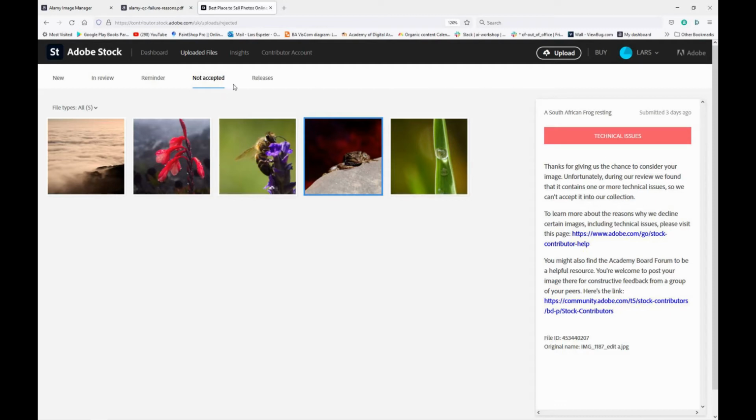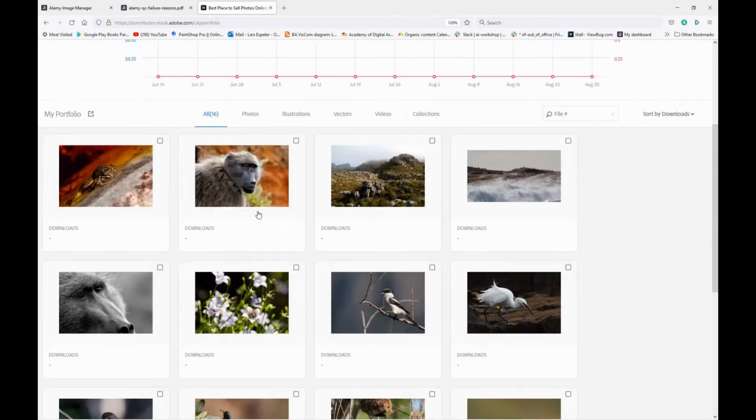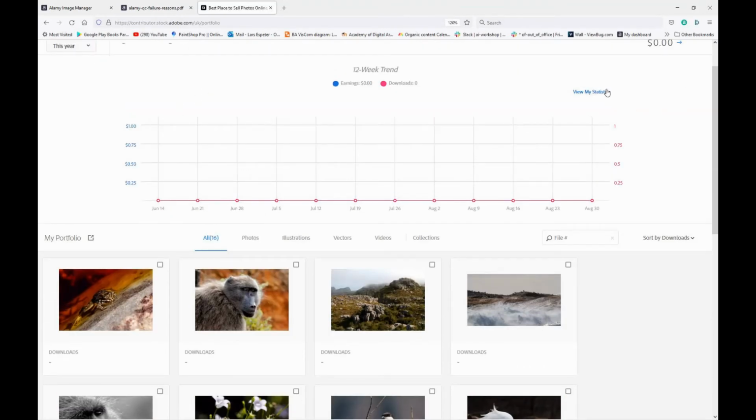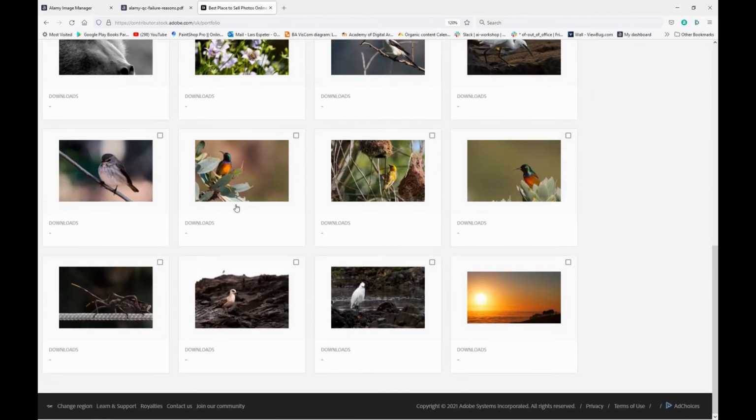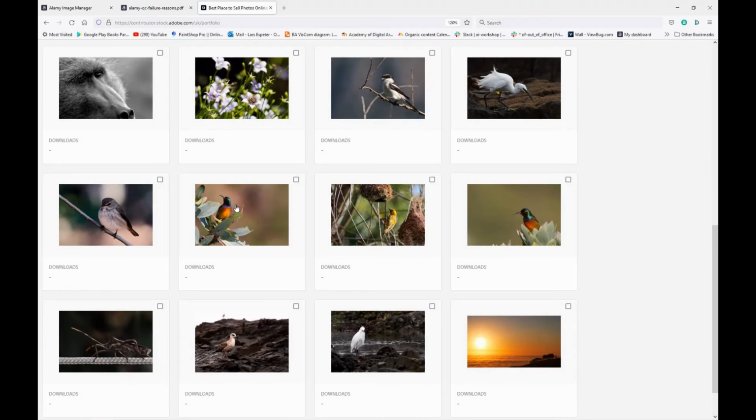So let's take a look at the ones that got accepted. Once an image is accepted, it's immediately out there for sale. So 3 days ago, these images got out there. This morning they were accepted sometime around, I think, 9 o'clock. Let's take a look. So now I go to my dashboard. Yeah, sales overview, 0, just started out. So let's see what happens there. I don't expect much, but anyway. So all of these images got accepted without any problems.